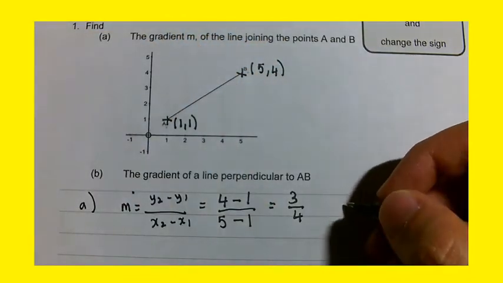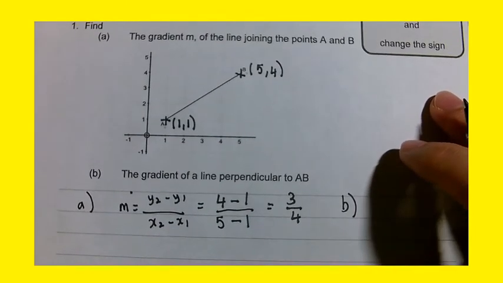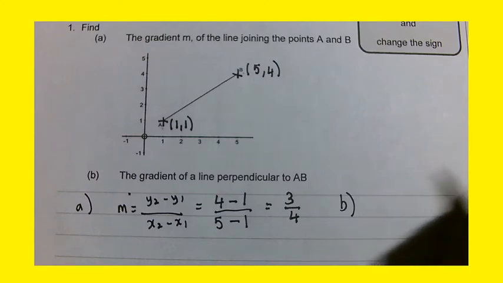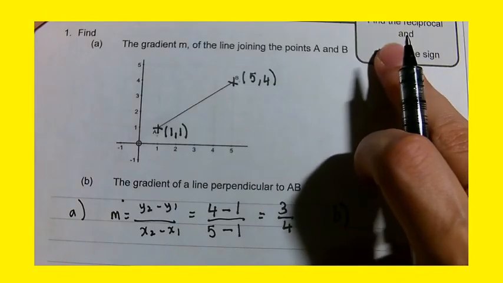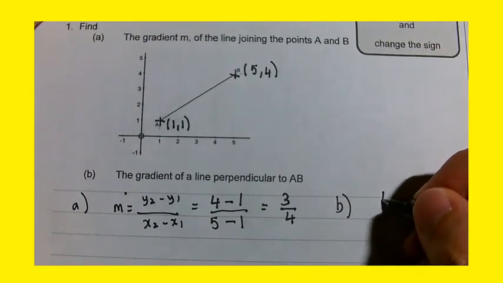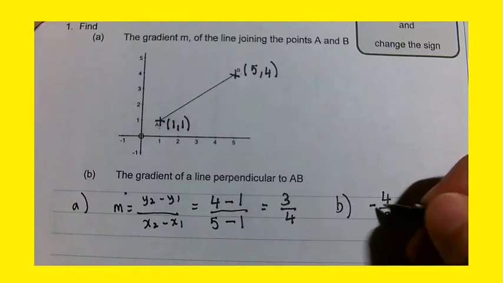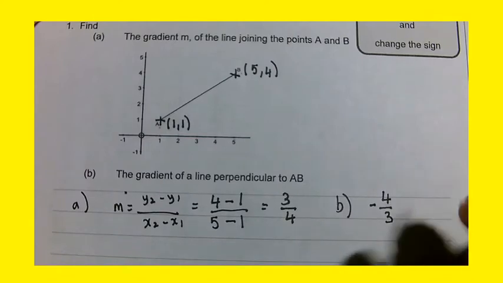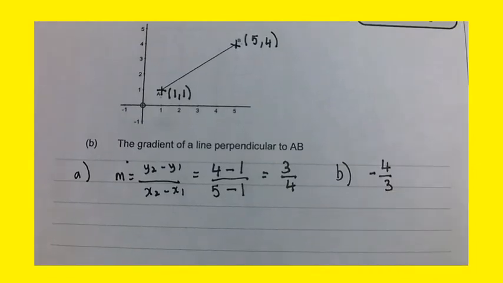Right. Now I've got the gradient of the line joining points A and B, and in part b they're asking what would be the gradient of a line perpendicular to AB. Well, using the hint in the corner, find the reciprocal and change the sign. The reciprocal of 3 over 4 will be 4 over 3. I'm going to change the sign of it. That would be the gradient of a line perpendicular to AB. Not too difficult there.